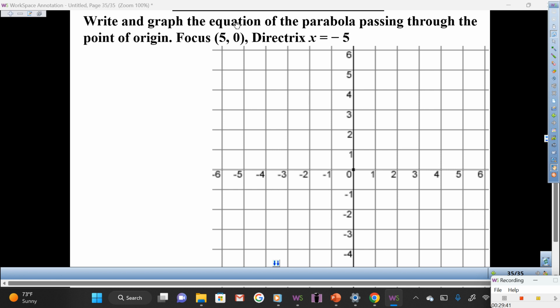Once again, you didn't need to copy the instructions. You already have them. You copied the focus (5, 0). Directrix, x equals -5. So what is the first thing they want us to do? They want us to write the equation. We look at the directrix. Tell your neighbor what equation you wrote, or did you start to write? All right, help us out. Caleb, what equation?